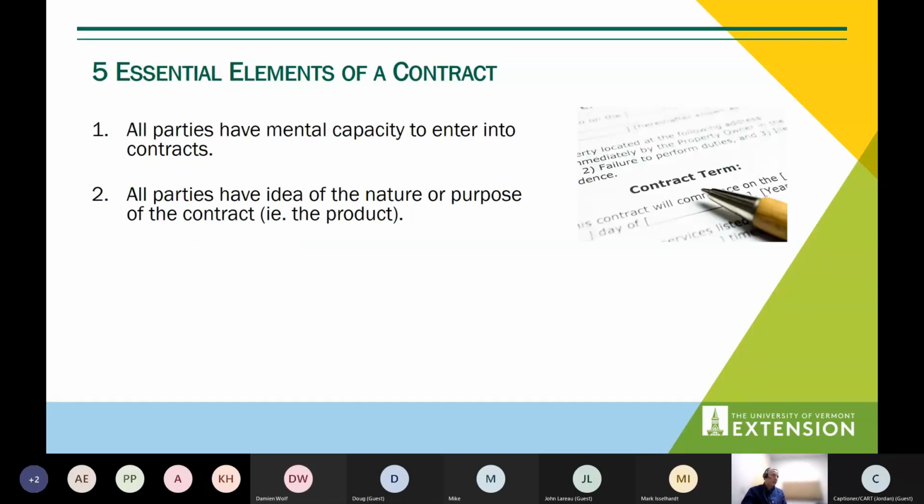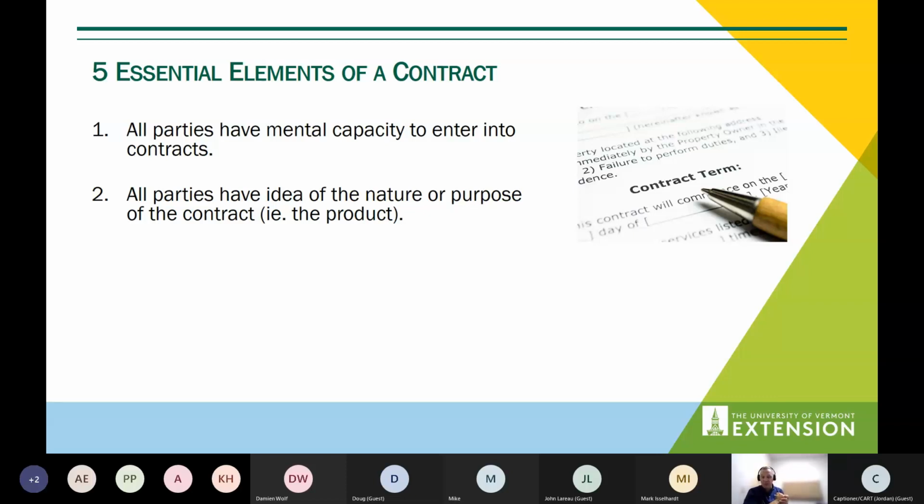So let's look at some essential elements of a contract here. A couple more boilerplates, and then we're gonna kind of flush through this concept of a SAP, sale and purchase agreement, and see if we've hit some of the considerations. So 5 essential elements of a contract. Number 1, all parties have the mental capacity to enter into the contract.